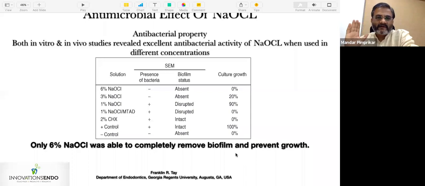A few people are still using chlorhexidine as an irrigant, but I will come to that. What is the controversy on chlorhexidine and what is the advice whether to use chlorhexidine or not. But hypochlorite remains the indispensable solution in modern endodontics.